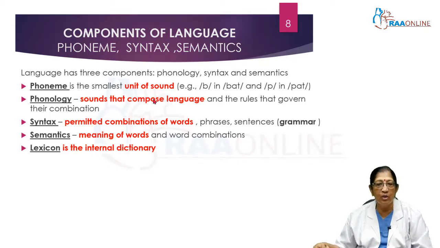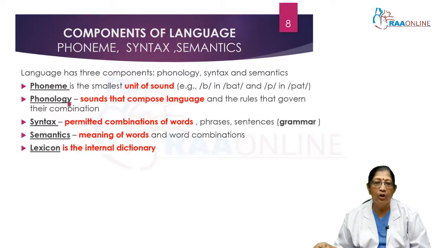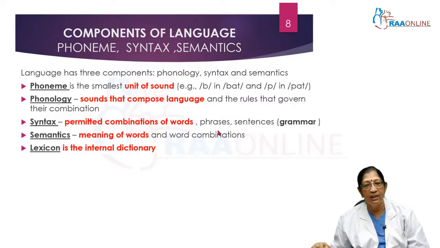Phoneme is a small unit of sound, like B in bat, ba. Usually the children are taught B says ba, P says pa. That is a phoneme. Phonology is the sounds that compose the language and the rules that govern how they are combined. Like when you say B in bat and but, it is different. So, it all depends on how it is combined. Syntax is the permitted combination of words. So, phrases, grammar, sentences, etc. Semantics is the meaning of words and word combinations.